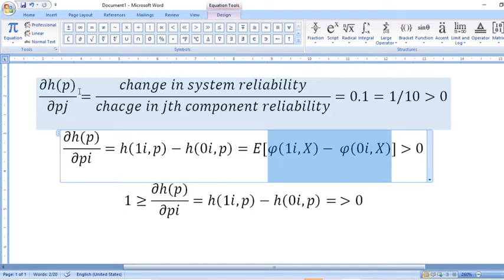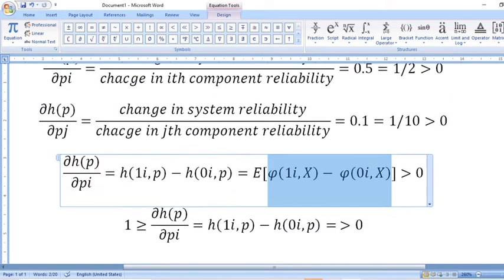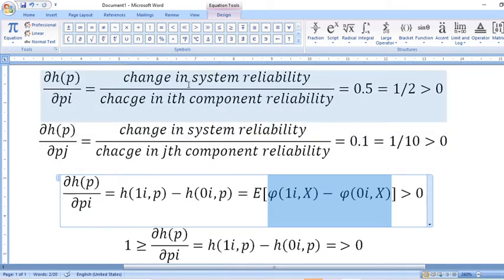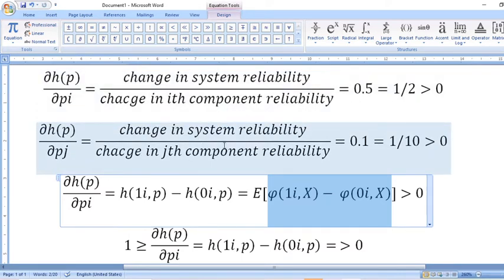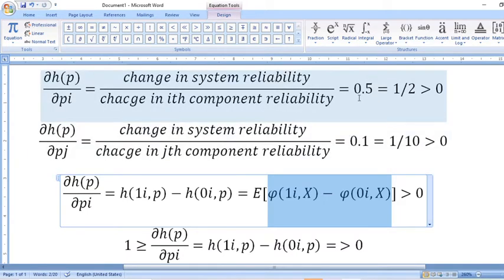∂h/∂pj is the change in system reliability over the change in the jth component reliability, and ∂h/∂pi is the same for the ith component. For the ith component, ∂h/∂pi is the change in system reliability divided by the change in ith component reliability. That means if this value is 0.5 and this value is 0.1, the change in system reliability occurs more due to the ith component than the jth component. So we can say that the ith component is more important. Okay. So this is the concept.